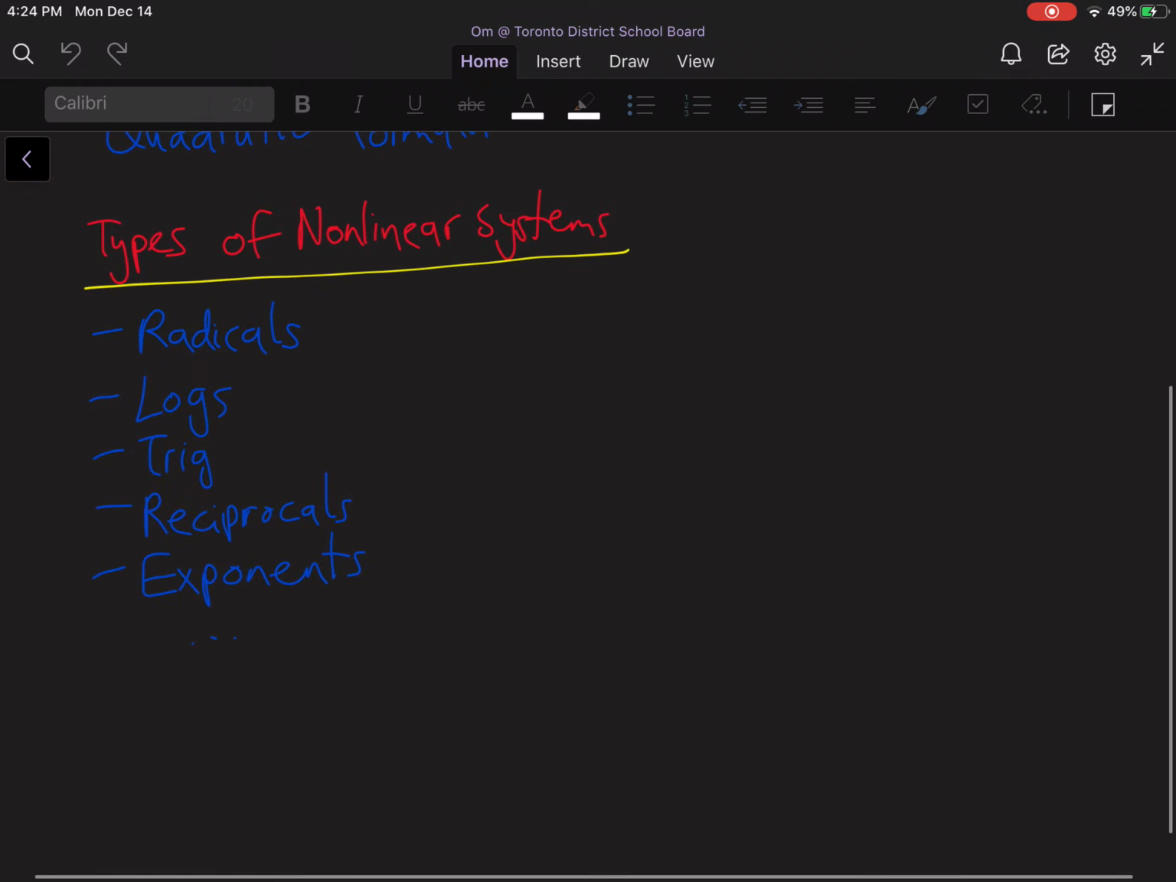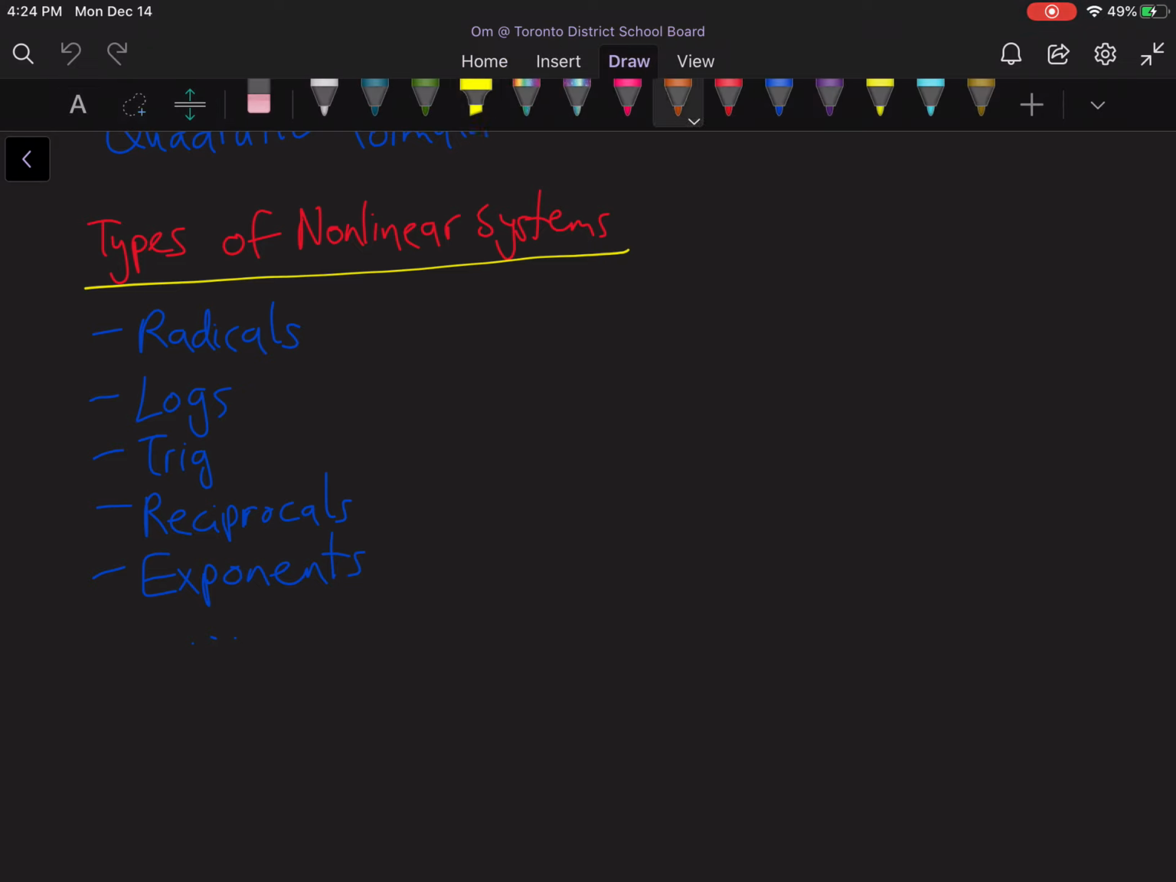Great, so what are the different types of nonlinear systems? Well, there are lots of them, but here are some of the main ones. Radicals, logs, trig, reciprocals, and exponents. For this video, I'm going to focus on radicals, trig, and reciprocals. I'll cover logs and exponents in their own video later on.